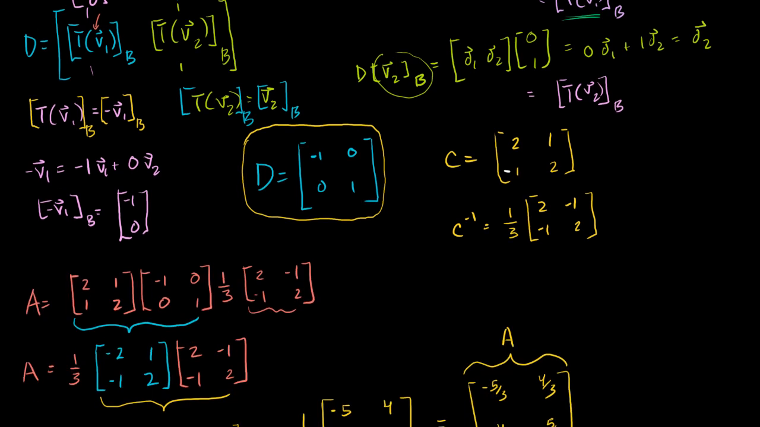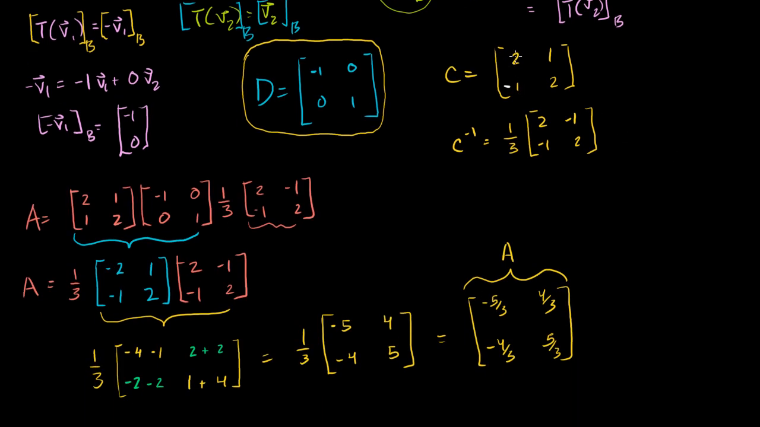So C inverse, let's see, the determinant is going to be 2 times 2, which is 4, minus 1 times 1. So it's going to be 4 plus 1, so this is going to be a 5. Sorry for the error. And then we're going to switch these two guys, and these two guys are going to become negative. Let me rewrite that. C inverse, apologize for the error, is going to be 2, 1, minus 1, 2 times 1/5, not 1/3. That's what that negative 1 changes.